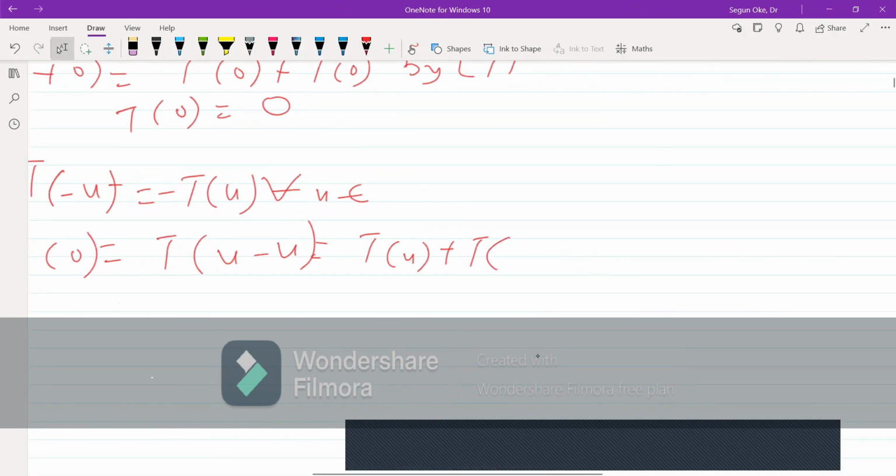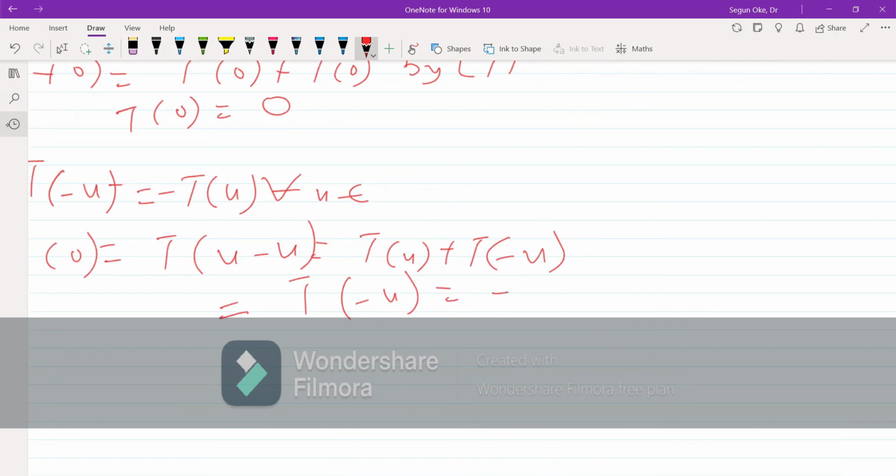From here, we can also say minus T of U. So at this stage, don't forget the negative that is there. You can't add the two together and say you have 2. So we can now continue. We have T of minus U equals minus T of U.